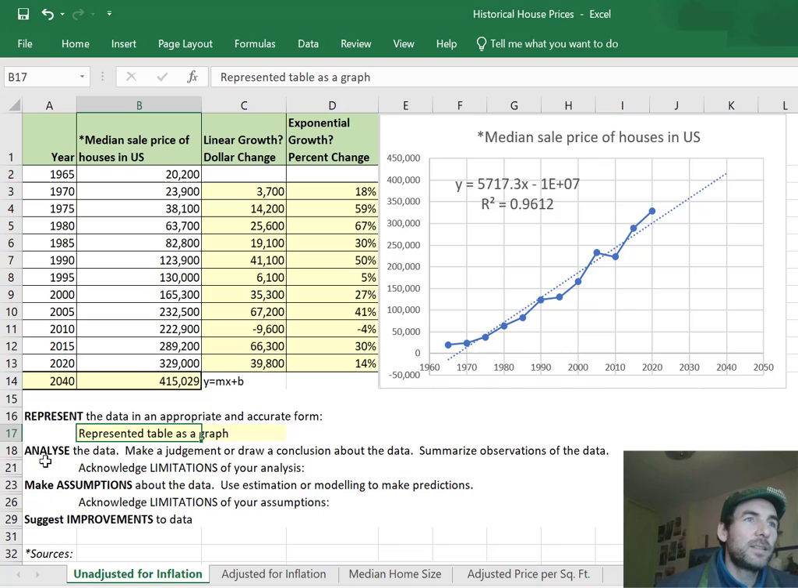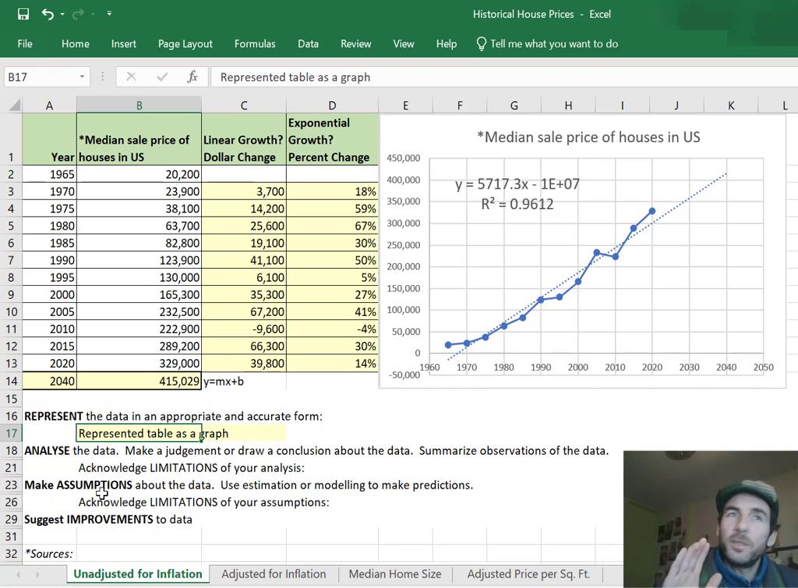Okay. Now next we've analyzed the data. We're making a judgment or drawing a conclusion about the data. Right. We're going to summarize observations of the data. So press pause maybe or think about it. How would you conclude what we're seeing with this data? What are we seeing with this data? Like, what has happened so far with housing prices since 1965 to the year 2020? That's what I'm asking. I'm not really asking about the future in this. I'm just asking about what has happened so far. Assumptions is when we talk about the future or the past. We make predictions and estimations. Okay, but just what has happened so far?